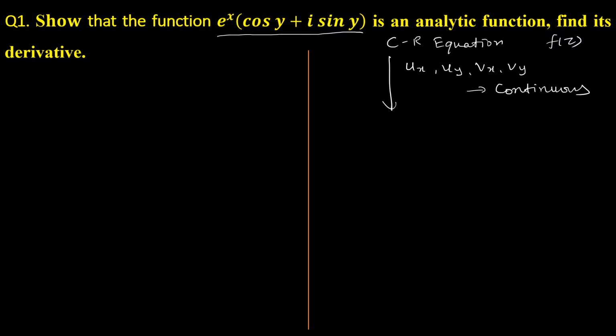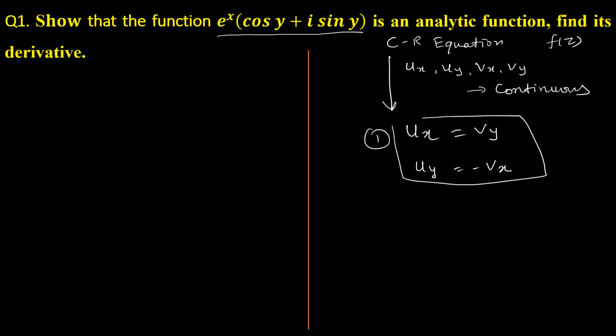So the CR equations that you write here: ux is equal to vy and uy is equal to minus vx. So the first condition that we have to satisfy is this CR equation, and the second condition is that all the partial derivatives are continuous. Then the function is said to be an analytic function. So here now we can go for the solution.